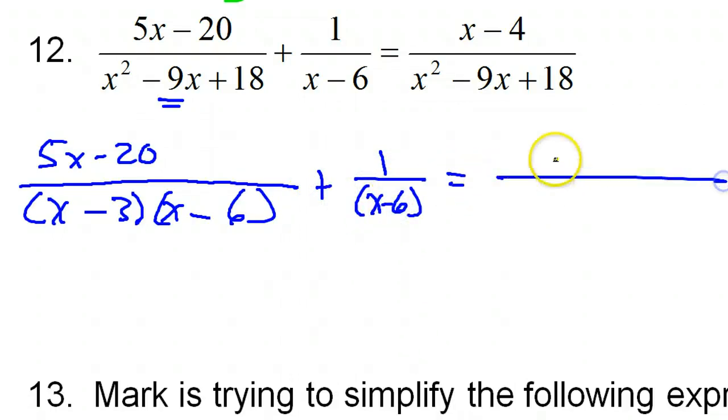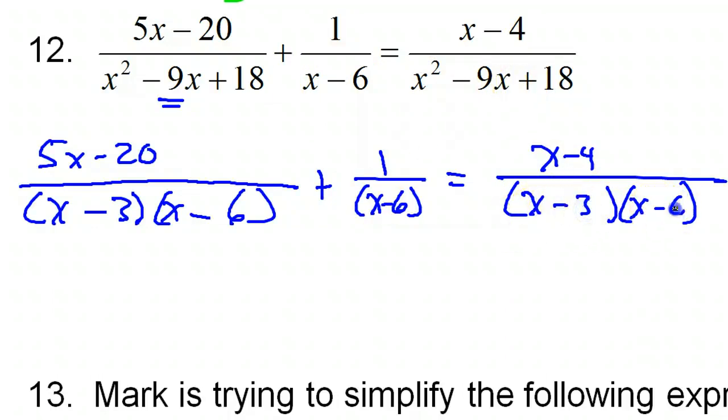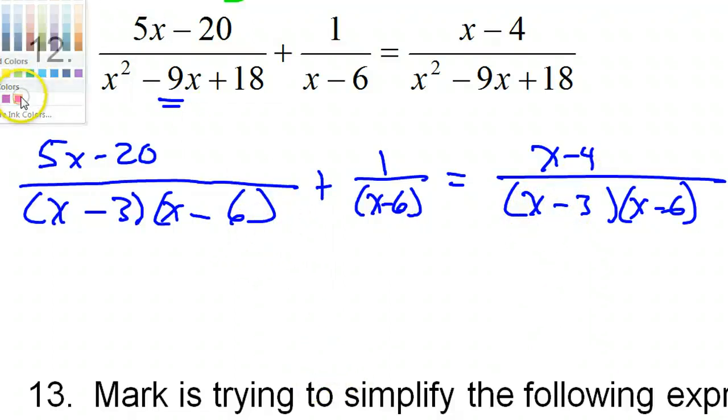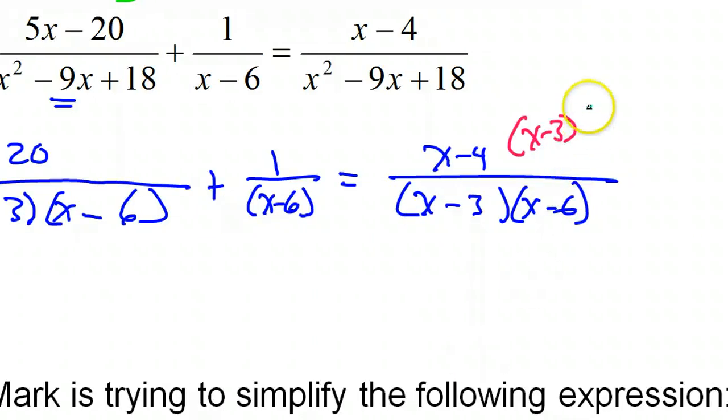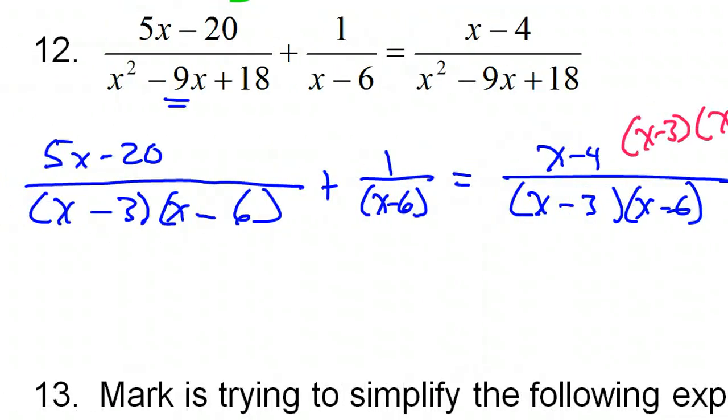Okay, so got to factor this as well. X squared is x times x. Oh, wait, it's the same exact thing. Haha. So x minus 3, x minus 6. I'm just going to copy my previous wonderful work. Now I need to multiply through by any factors I see in the denominator. I see x minus 3. Got to multiply everything by x minus 3. I see x minus 6. And I got to do that too. All right, and there's nothing else in denominators other than x minus 3 and x minus 6. So I'm just going to do everything by that.